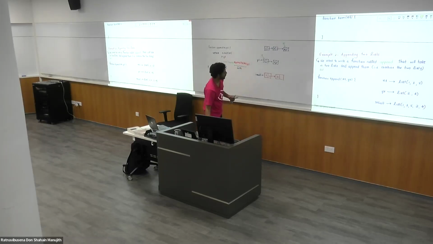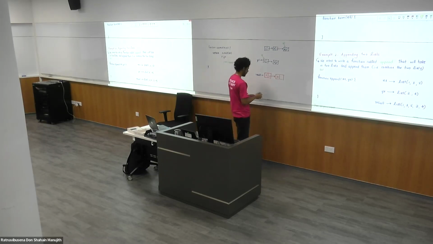Now, is xs null? Who says yes, who says no? No, because it's a list containing 5. So it's not null, and we come here. So we need to create a new pair which contains the head of xs.